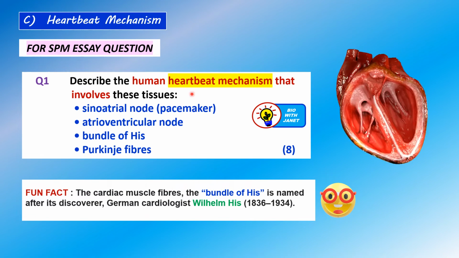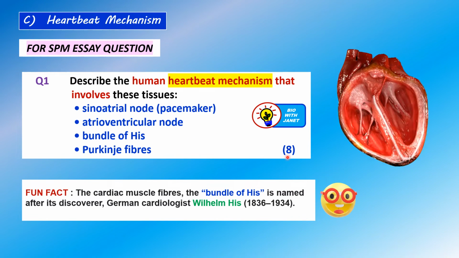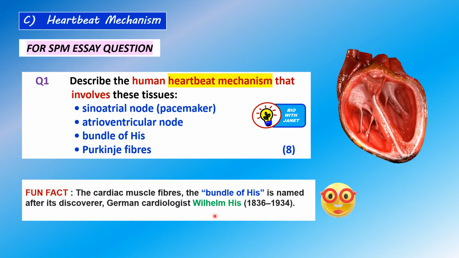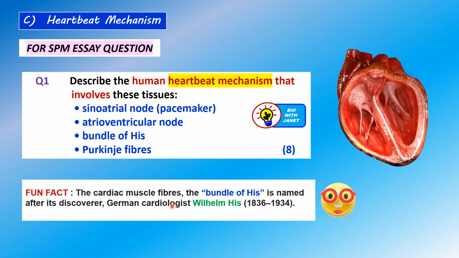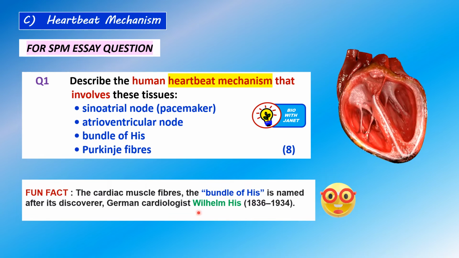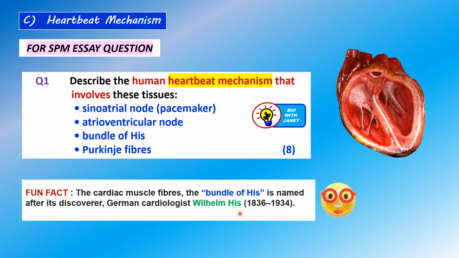Now here's an important question on the mechanism of heartbeat for the new SPM essay question. Describe the human heartbeat mechanism that involves these tissues: sinoatrial node as the pacemaker, atrioventricular node, bundle of His, and Purkinje fibers. 8 marks. Let's see how we can answer this question. By the way, His is actually the name of the German cardiologist who discovered these fibers. The bundle of His is named after its discoverer, German cardiologist Wilhelm His.